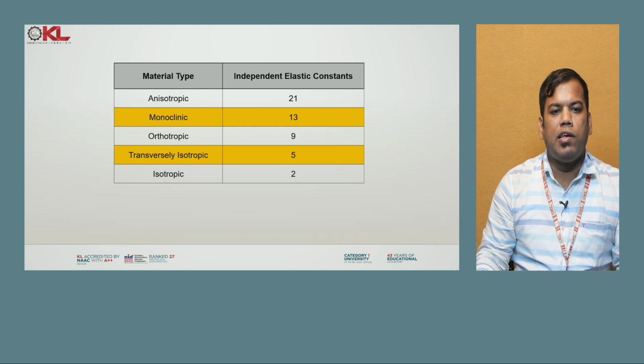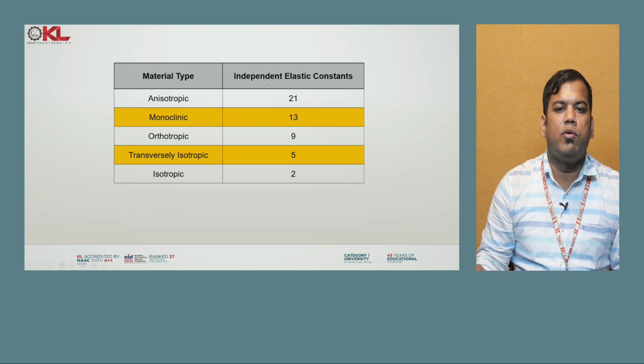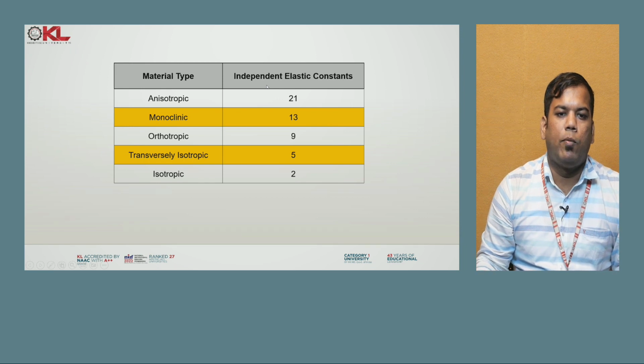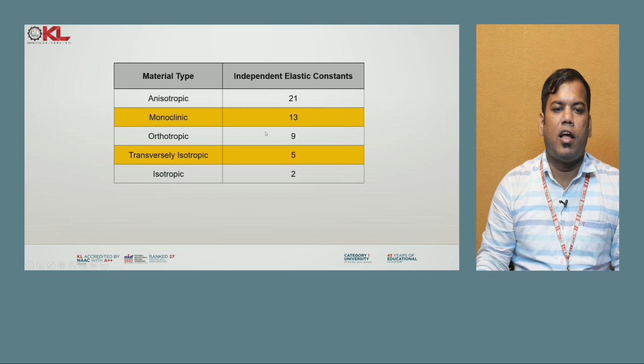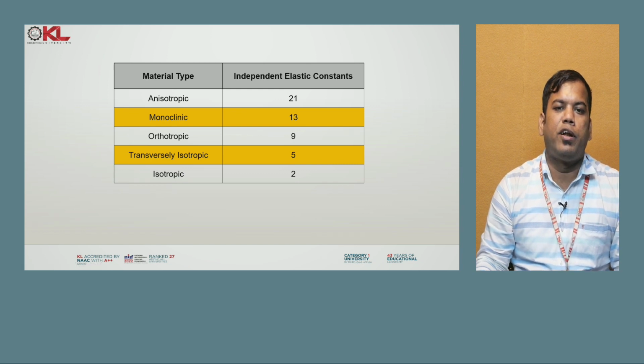So finally, we see that for an anisotropic material there are 21 independent elastic constants. Monoclinic has 13, orthotropic 9 independent elastic constants, transversely isotropic 5, and isotropic 2.